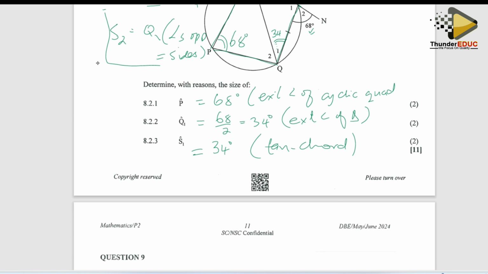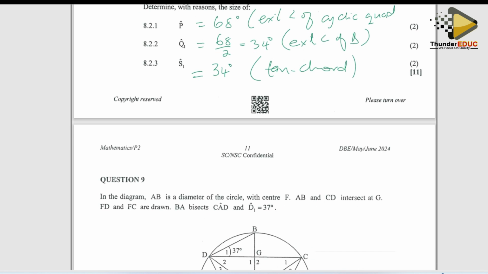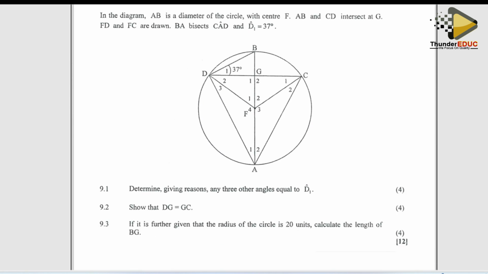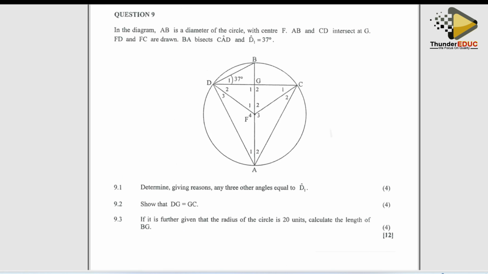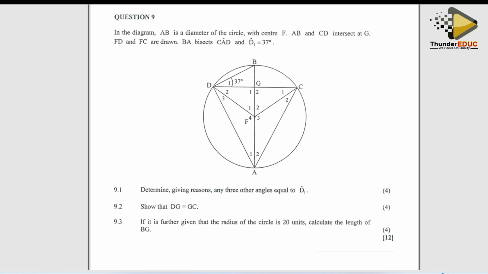Okay, then question 9. Question 9, in the diagram AB is the diameter with center F. AB and CD intersect at G. Lines are drawn, BA bisects. So that word is crucial. And then they want us to determine, giving reasons, any three angles that are the same as D.